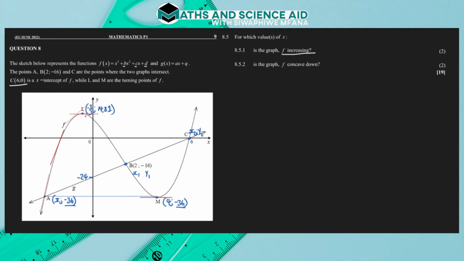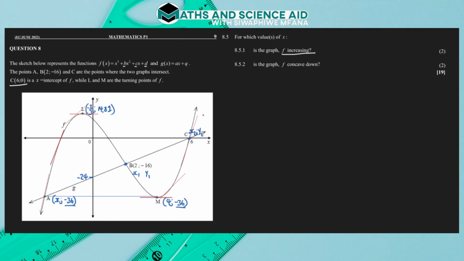However, on the right-hand side of point L, we can do the same thing, but this time around, you will notice that the function is decreasing, because any tangent that you draw on this interval has a negative gradient. However, on the right-hand side of point M here, you see that once again the graph is increasing. So this is a very straightforward concept.